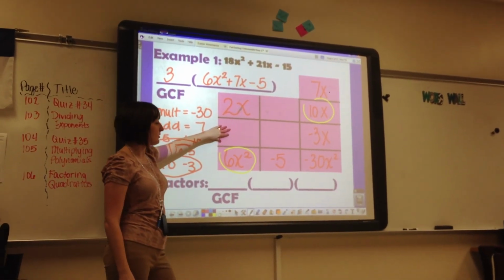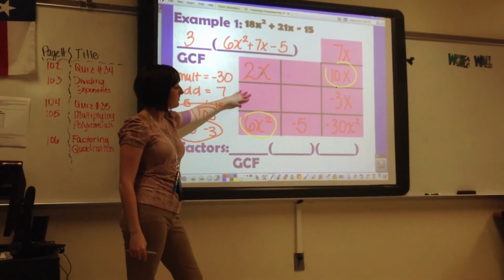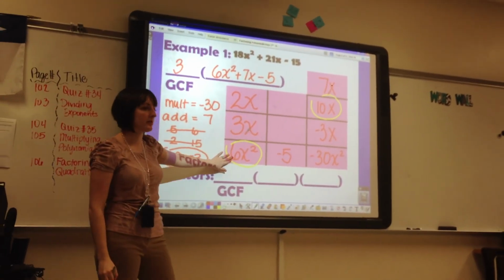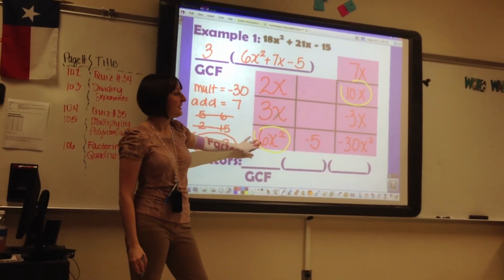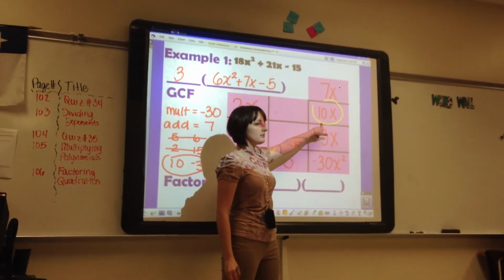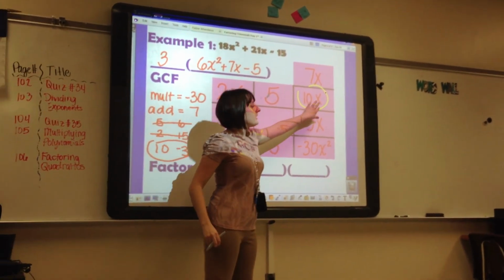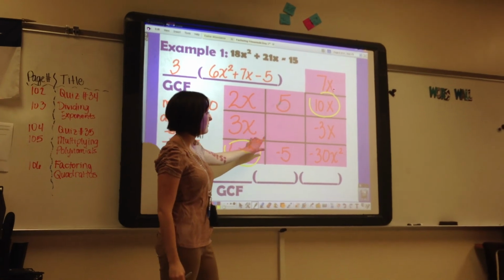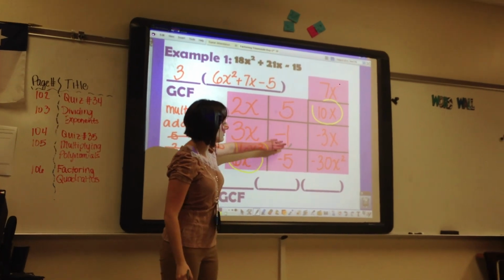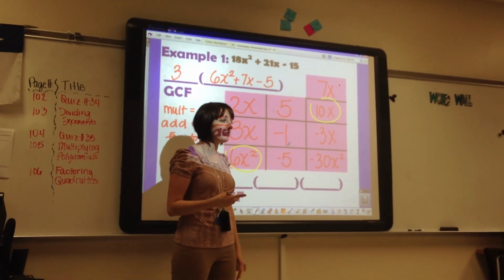This and this are going to multiply to give you 6x squared. So what has to go in this box? Just 3x. 2x times 3x is 6x squared. Now we're going to do the same thing, going this way. 2x times what gives me 10x? Just 5. If you put 5x, that would be x squared. And then what goes here? Negative 1. And you notice, 5 times negative 1 also gives you negative 5, so it works all the different ways.